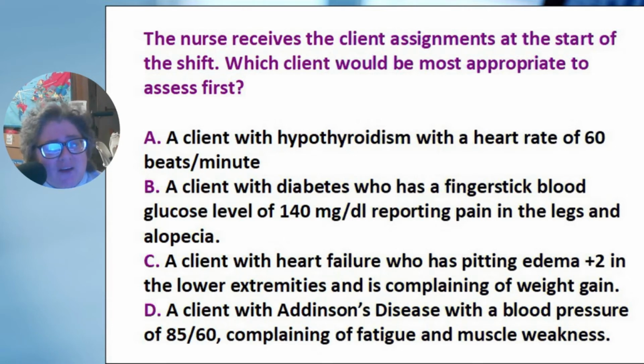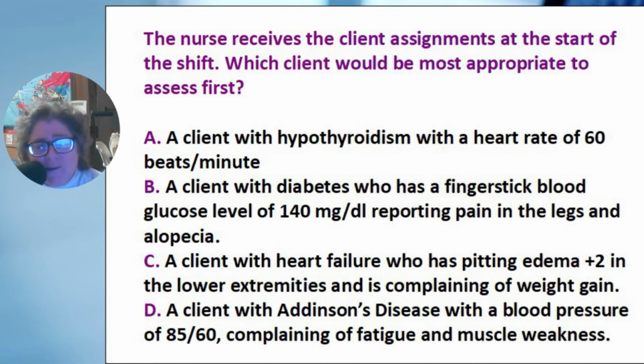So now the last one is D. A client with Addison's disease with a blood pressure of 85/60, complaining of fatigue and muscle weakness. Now, the answer is D, because all of these signs and symptoms are specific to Addison disease. All right? That's all you need to know.